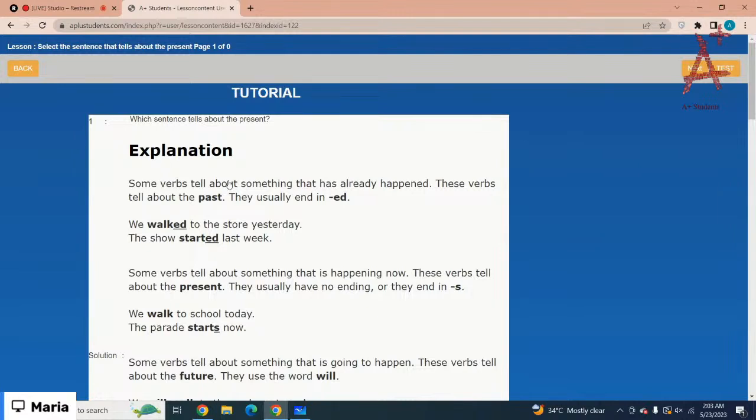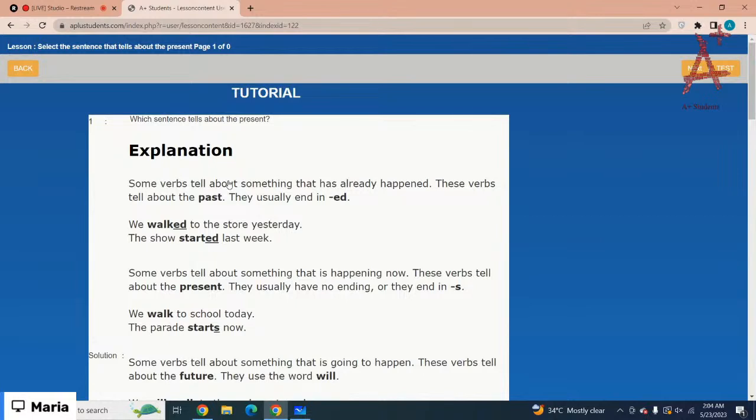Some verbs tell about something that is happening now. These verbs tell about the present. They usually have no ending or end with s. So if you have a sentence where the verb has no ending or ends with s, that means it is in the present tense. We walk to school today. The parade starts now. Here you have s, that means they are in the present tense.